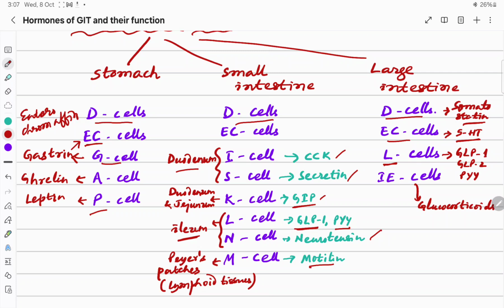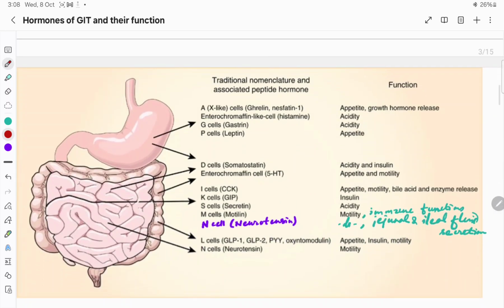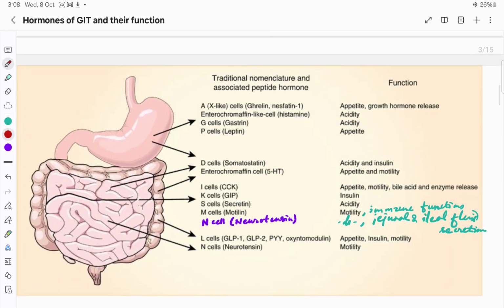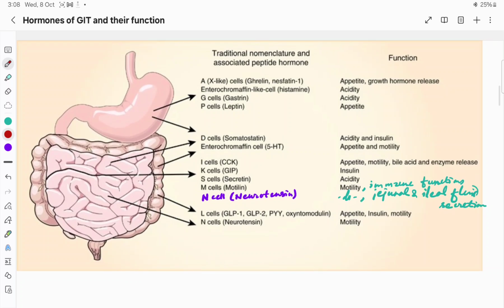And there is another cell called intestinal epithelial cells, which secrete glucocorticoids. So these are the enteroendocrine cells in the GIT, located in the stomach, small intestine, and large intestine, and they secrete different hormones with different functions. So let us summarize here in this figure.